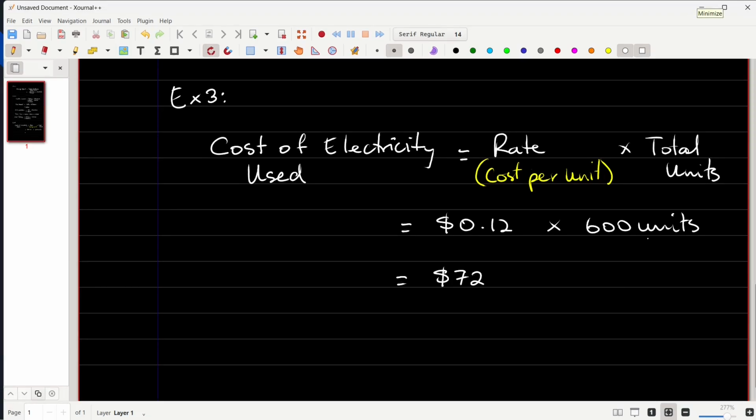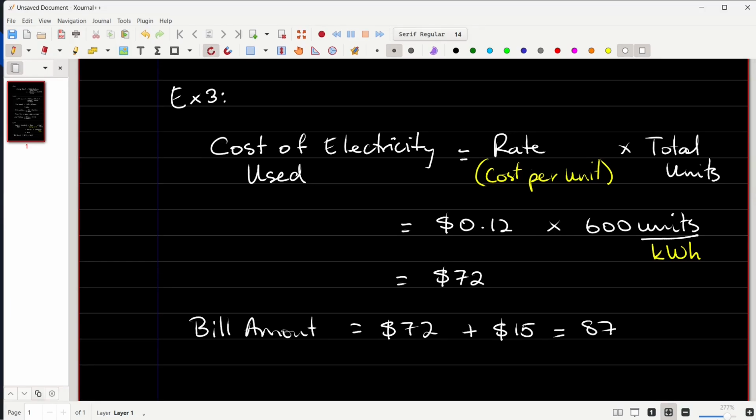Now, this unit in here would usually be written in something like this: kilowatt hour. All right, when you look on your bill, this is what you would see. This is the cost of electricity used and the total bill. The bill amount would be that $72 added to that $15, which works out to be $87.